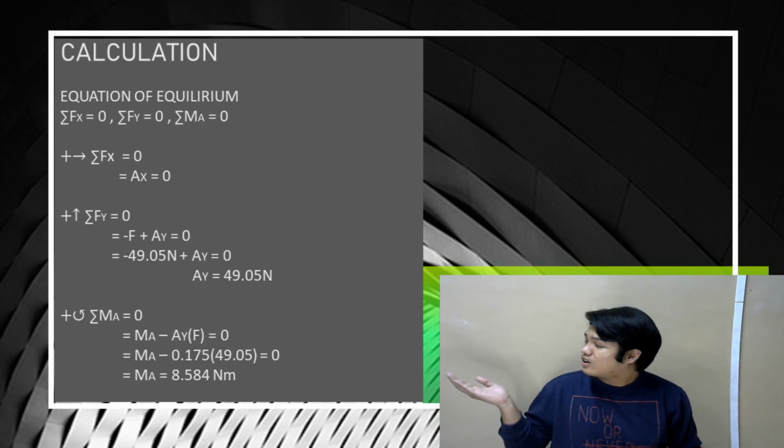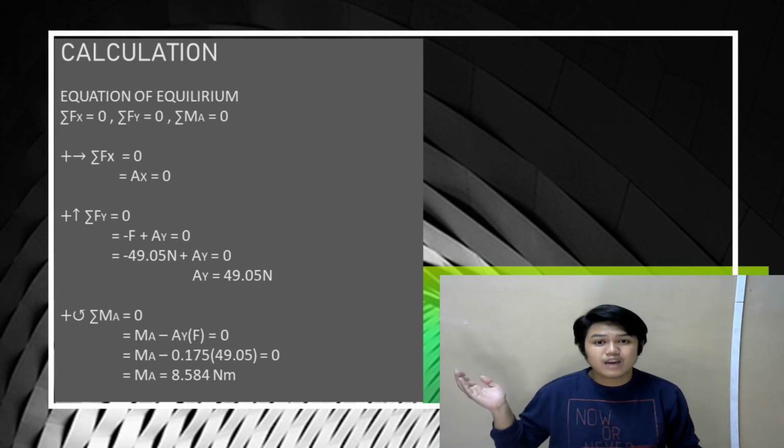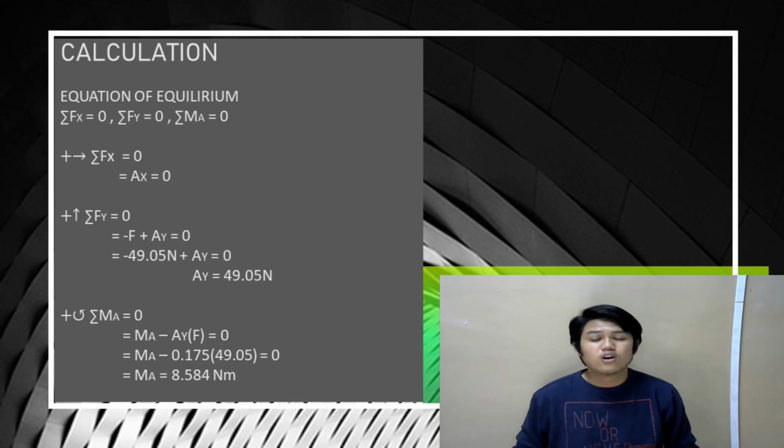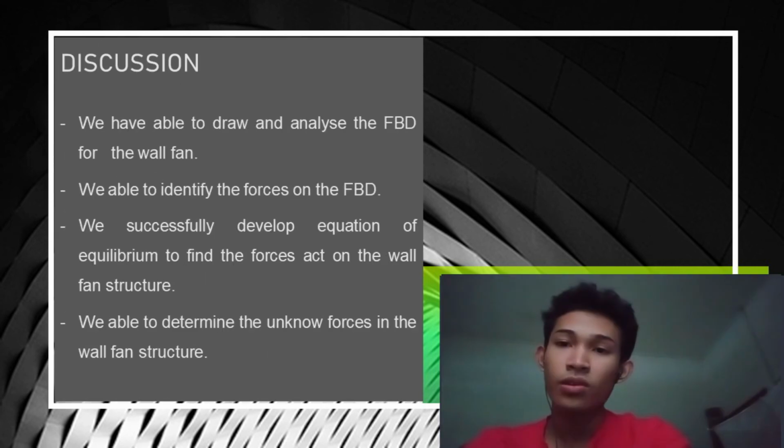So, this is what the calculation looks like that we managed to get from some assumptions and the unknowns of all the forces involved. For the discussion, we have done the two drawings and also analyzed the free body diagram. Next, we successfully developed the equilibrium equations to find the force X on the wall fan structure. Lastly, we are able to determine the unknown forces in the FBD of the wall fan.